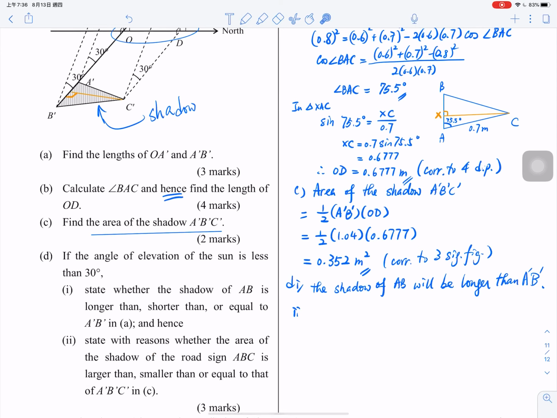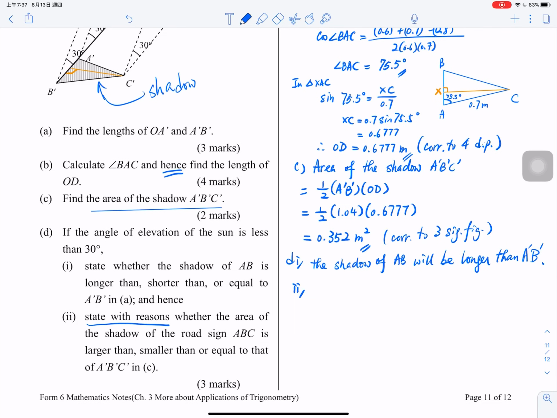State the reasons whether the area of the shadow of roadside ABC is larger than, smaller than, or equal to that of A'B'C' in part C. I think this one is also not difficult, but you need to state the reasons. So how to state the reasons? About the area of the shadow, you find it from A'B' and OD. Any idea?